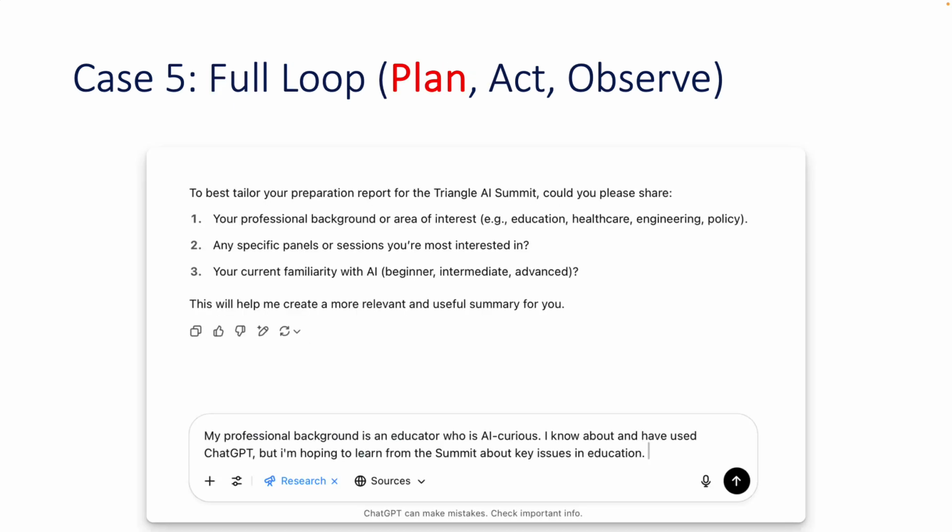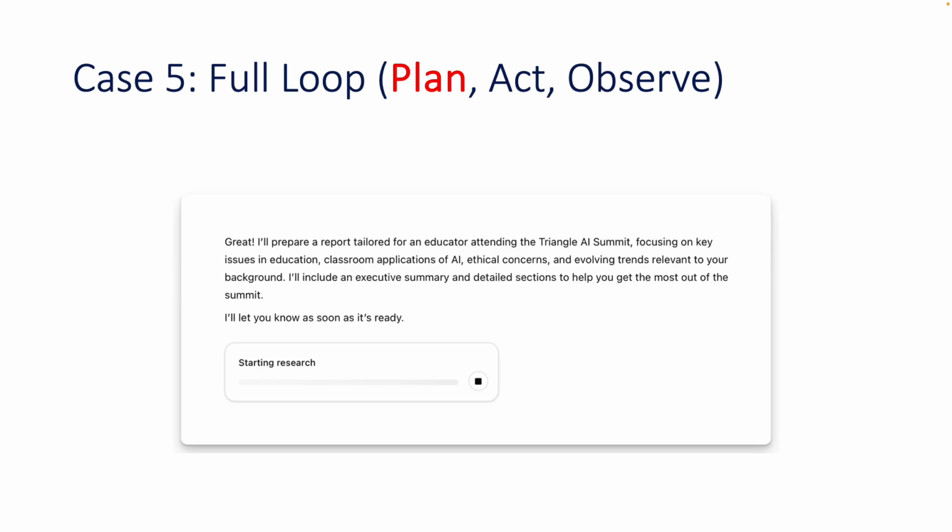And then what happens, to ensure specificity, OpenAI has built in this trigger where no matter how detailed of a prompt you give it, it will always ask for more details. To best tailor your preparation or report, please share your professional background, any specific points you want, and your current familiarity with AI. So of course, I say I'm an educator, I'm AI curious, and I know about and have used ChatGPT, but I'm hoping to learn from the summit. So I give it this little bit more context, and it says, great, I'll begin a report, and off it starts its research.